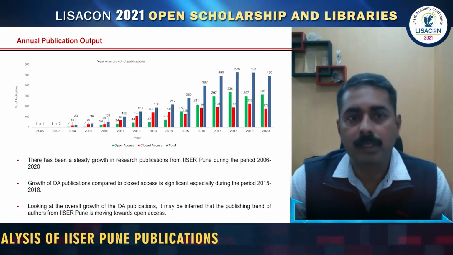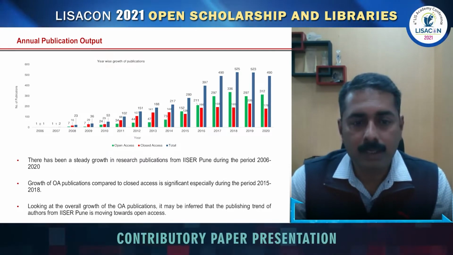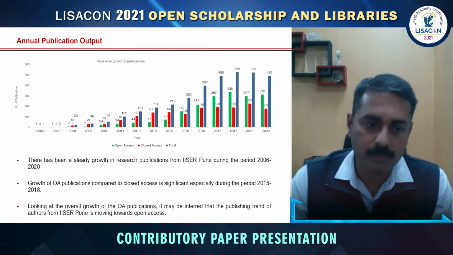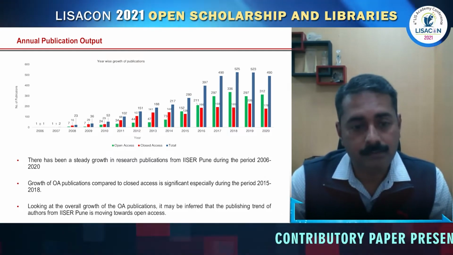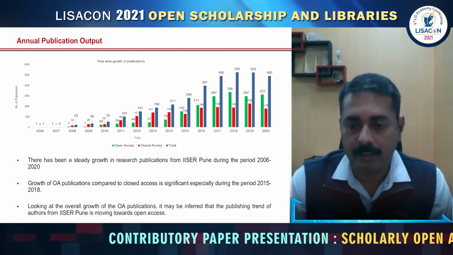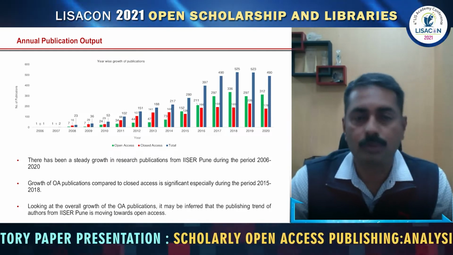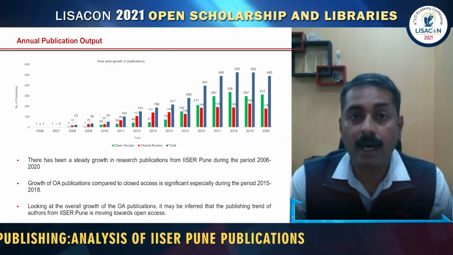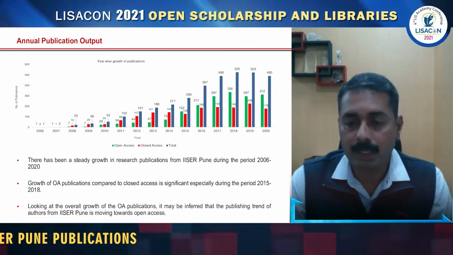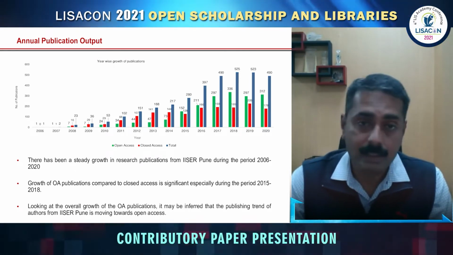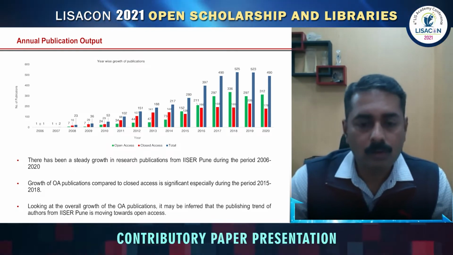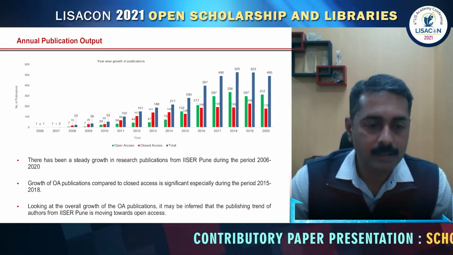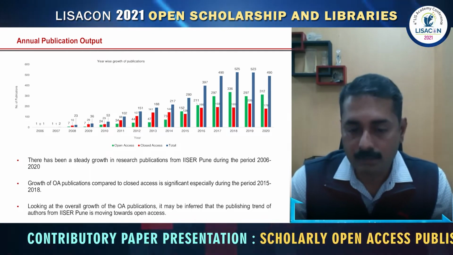When we look at the annual publication output of IISER Pune, we can notice that there has been a steady growth in the research publications from the year 2006 to 2020. Growth of open access publications compared to closed access is significant, especially during 2015 to 2018. This is mainly because of utilization of free article tokens issued by RSC, Royal Society of Chemistry, as part of the negotiations done by the IISER Library Consortium. So looking at the overall growth of open access publications, it may be inferred that the publication trend of authors from IISER Pune is moving towards open access.